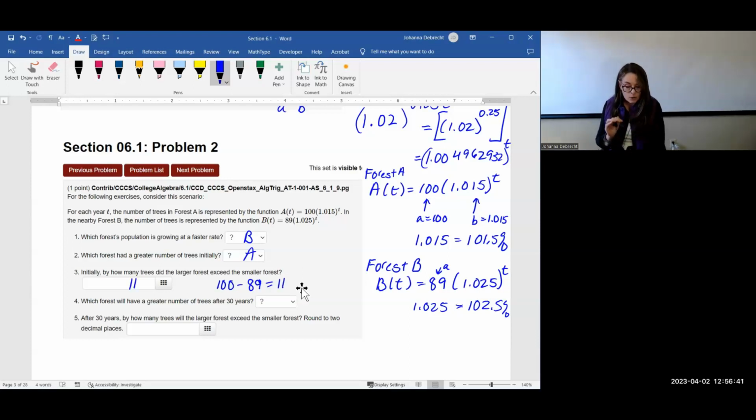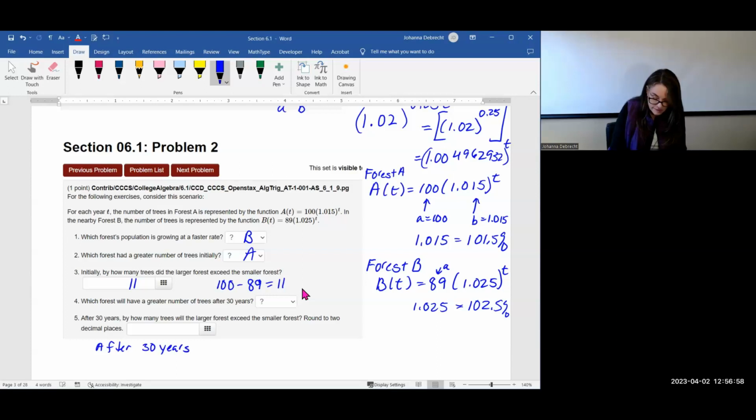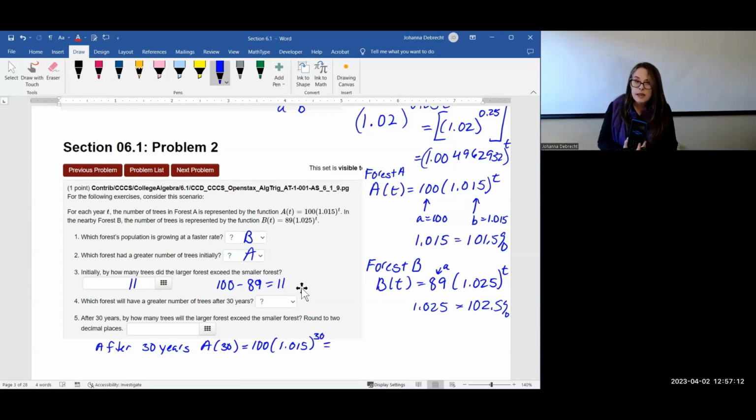Which forest will have a greater number of trees after 30 years? I don't know this by inspection. This is something I actually have to compute. So after 30 years, forest A is going to have A of 30, which is equal to 100 times 1.015 to the 30. Now, you want to grab your calculator. Now, when you put it into the calculator, do the exponential part first. Now, most calculators know that it has to be done that way, but be careful how you enter it.